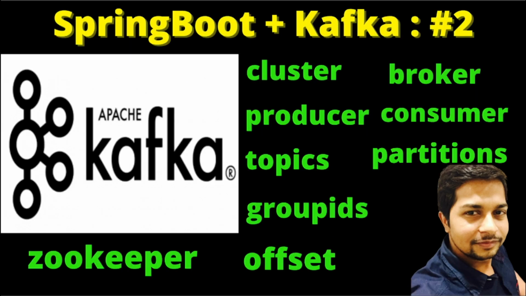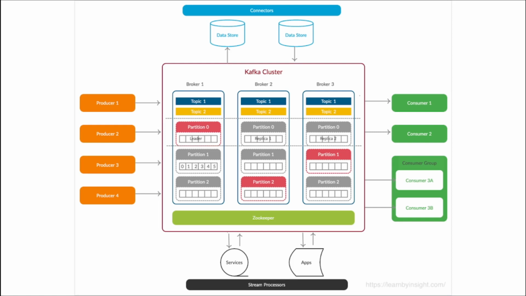In the previous video, we discussed the Kafka architecture. We discussed everything from Kafka cluster to broker, topic, partition, offset, and we understood what is producer and consumer.